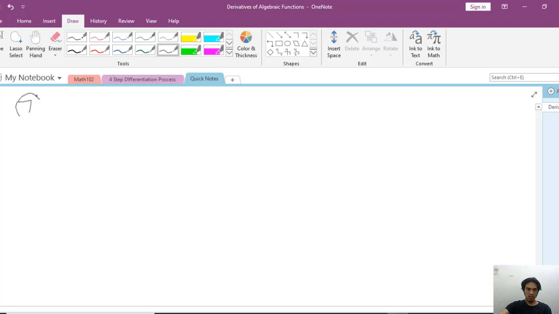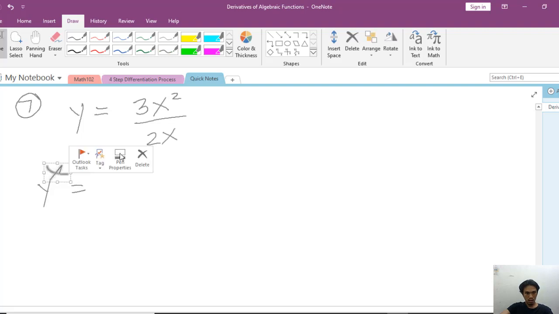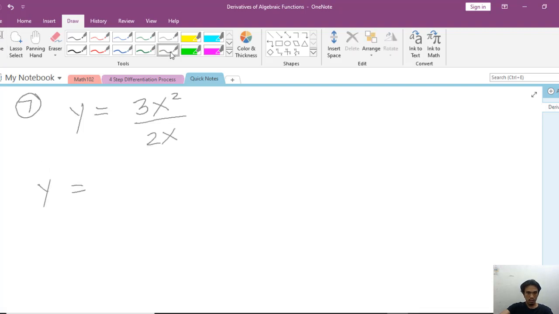The 7th example would be y is equal to 3x squared over 2x. This is division, so we can apply the derivative for division. We are looking for y prime. This is equal to y prime. Okay.